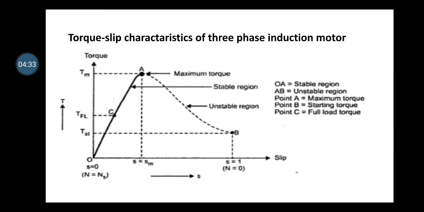Now from A to B is the region in which the motor operates in an unstable region. And B is the starting torque of the induction motor, at which S is equal to 1 and N is equal to 0. It means in this condition there is no speed, and the rotor of the induction motor remains at standstill condition. This is the torque slip characteristic of a three-phase induction motor.